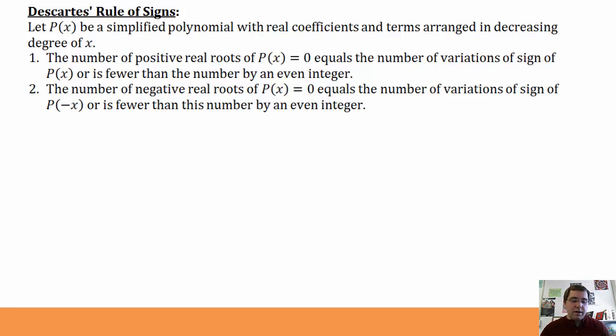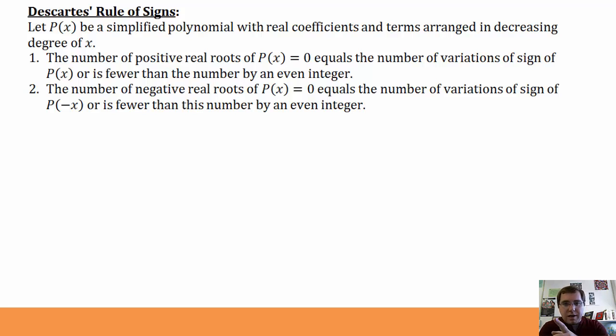Another useful theorem is called Descartes' rule of signs. Let p of x be a simplified polynomial with real coefficients and terms arranged in decreasing degree of x. So arranged the way we normally arrange them. And the coefficients must be real numbers, so not imaginary. The number of positive real roots of p of x equals 0 equals the number of variations of sign of p of x, or is fewer than that number by an even integer.